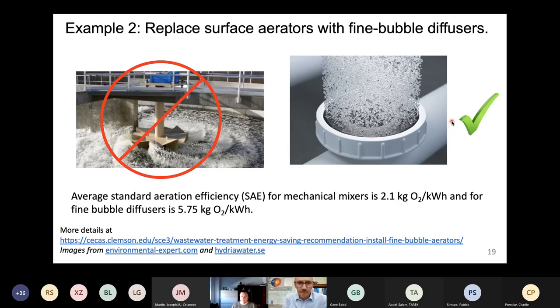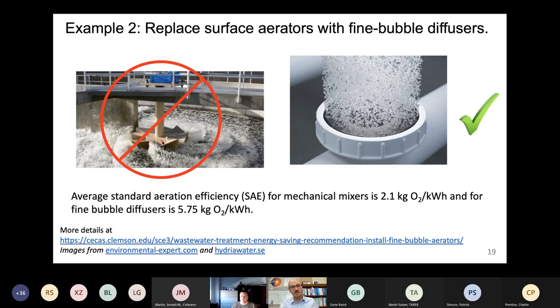Okay, example number 2, replacing surface aerators with fine bubble diffusers. This gets into the engineering of aeration. How do we get air into a system? Now, a lot of smaller wastewater treatment plants are going to use something like this surface aerator. The surface aerator is great because it's a relatively simple system. It's got a motor up top and a gearbox, and it's just spinning this mixer, and the mixer is located right at the interface of the water and air, and so as it spins, it actually shoots air down into the tank. And it's convenient because it's relatively easy to maintain.